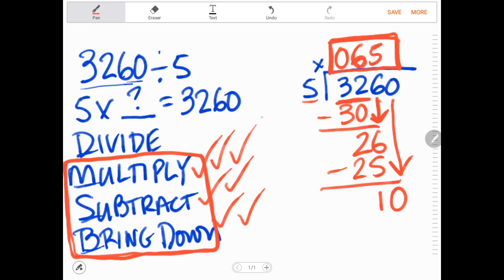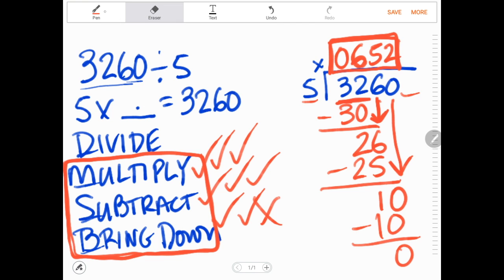So now I multiply again. 5 times what will give me something close to 10, and that number is 2. So 5 times 2 is 10. I subtract. I get 0. And I do not have anything else to bring down. There's nothing else here, and I have the remainder of 0, so I'm done. So I have found that 5 times 652 will give me 3,260.